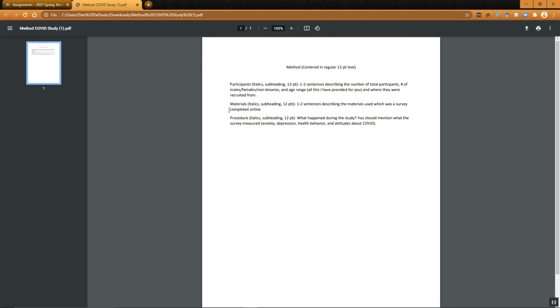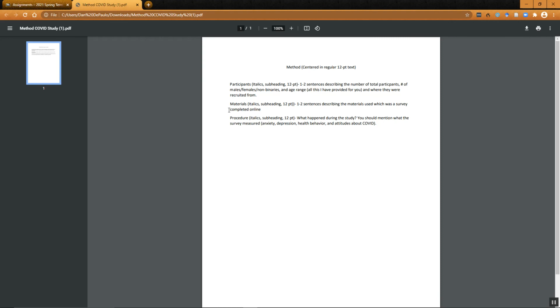And then procedure, italicize, 12-point font. Start the line below procedure. Students were required to complete the survey, an online survey that measured COVID and health behaviors and attitudes, and then tell me what was measured, all the variables. So the survey measured depression, general anxiety, health anxiety, somatization, attachment, all the stuff I mentioned before. And that's it. And then you're done.